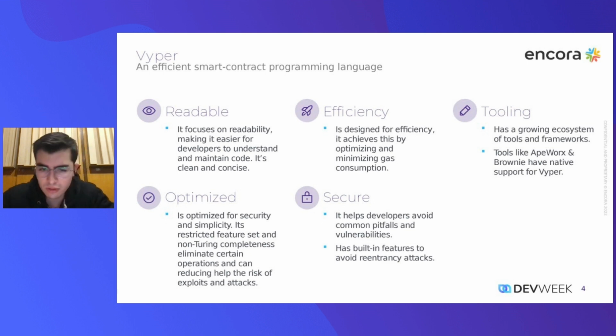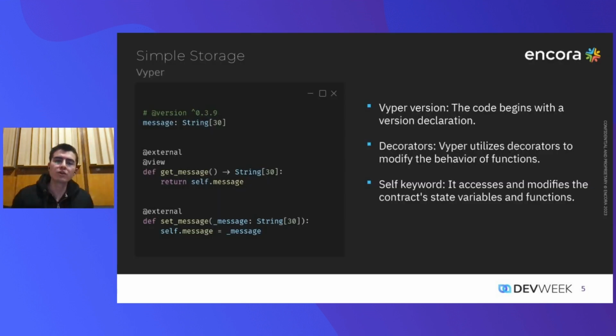I'm going to go over the readability and the efficiency part while showing code so you can understand what I'm talking about. Okay, so here's a simple smart contract using Vyper. As you can see, the code is really declarative. You can understand what is going on.